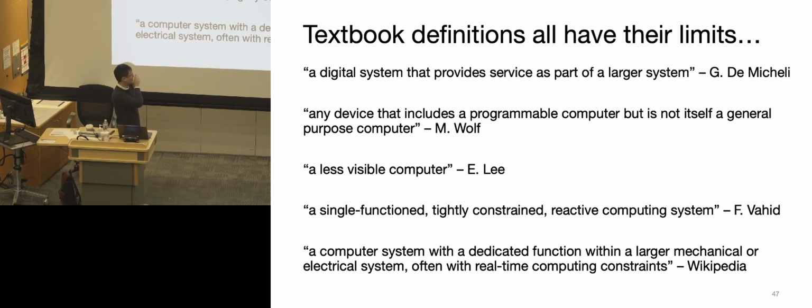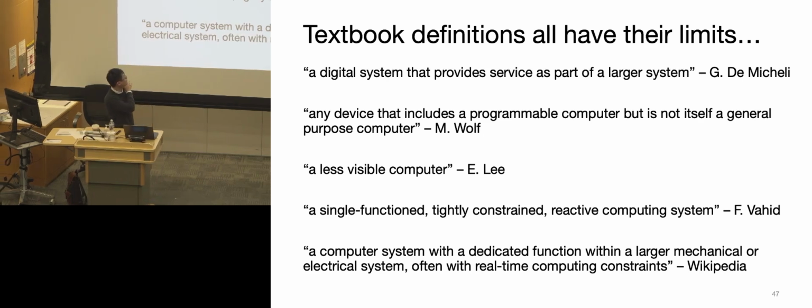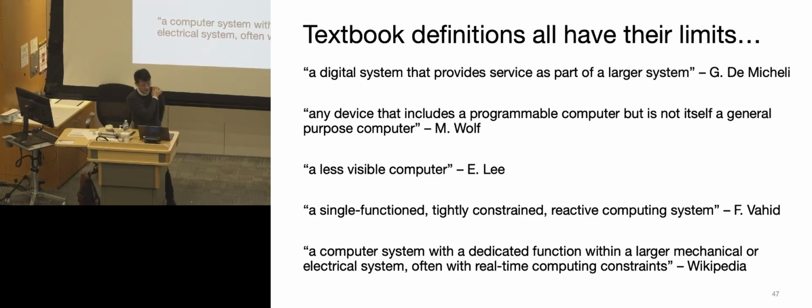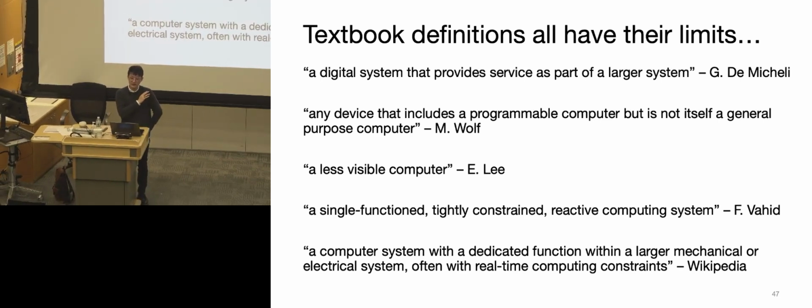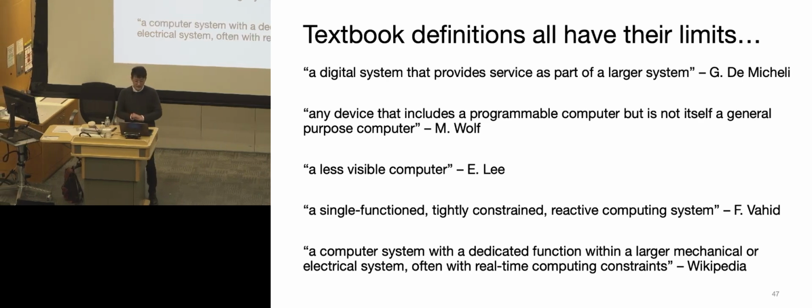Okay. I'll point to a few parts of it. For example, the fourth definition, a single function tight constraint reactive computing system. I will ask you to emphasize the reactive part. So basically, it means real time. Usually embedded systems are sitting there and then react to the surrounding environment or waiting for some event to happen and then trigger the system to do something. And then obviously we have the Wikipedia definition, which I would say is a pretty decent definition.